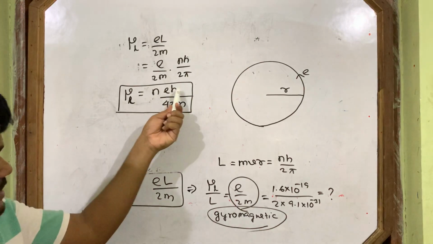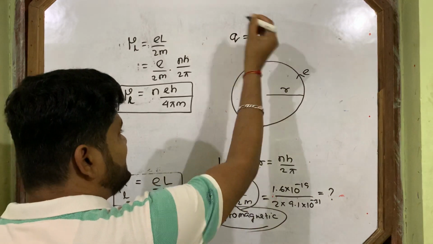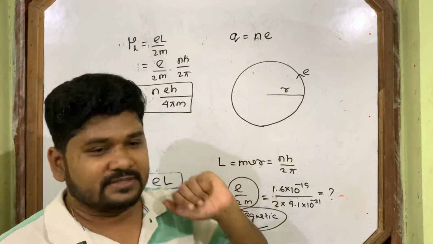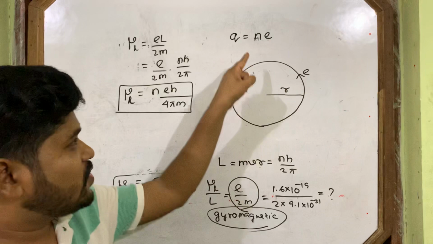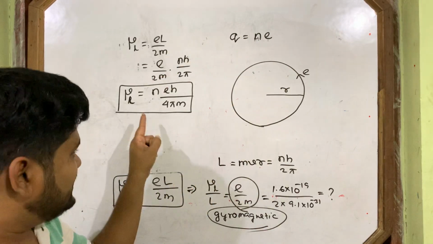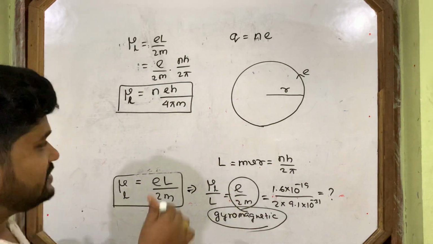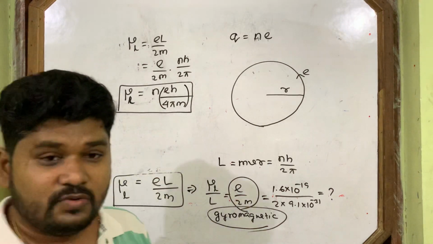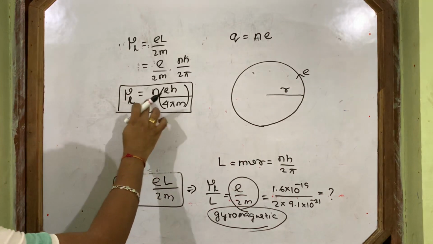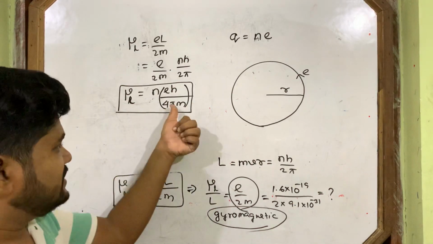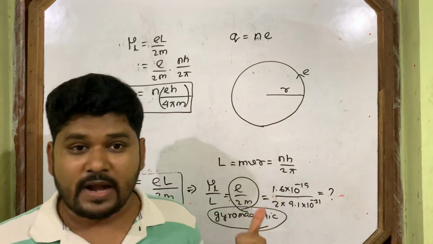But you mark one thing: n into something. Charge is n into something. What is this property called? You are thinking the answer. Quantization property of the charge. Similarly, orbital magnetic moment is also quantized, because it is n into something. And who did all these things? Niels Bohr did all these things. Orbital magnetic moment is an integral multiple of e h by 4 pi m. So the orbital magnetic moment of the revolving electron is also quantized.